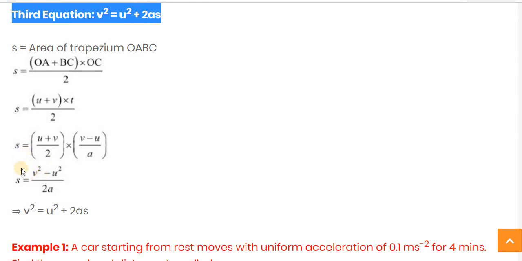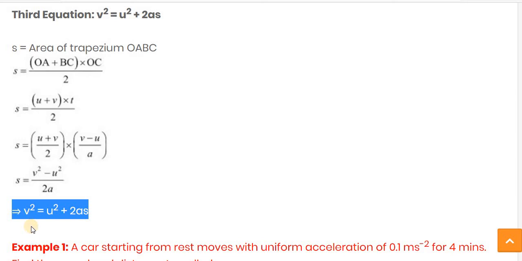Here we want the value of v square, so we carry all the things to this side. This is multiply and this is minus, so it becomes a plus. So the final formula that we get is v square is equal to u square plus 2as. And these three equations are very important. Along with these equations, you have to draw the graph each and every time.